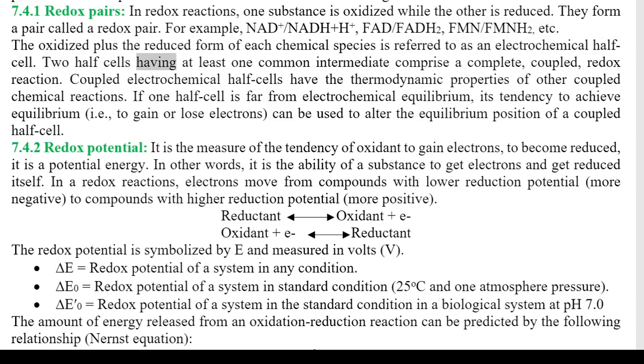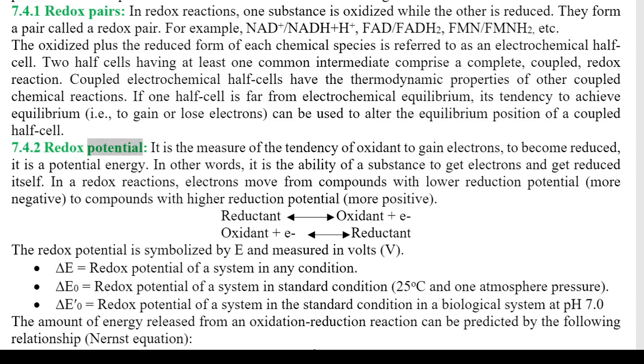Two half cells having at least one common intermediate comprise a complete, coupled, redox reaction. Coupled electrochemical half cells have the thermodynamic properties of other coupled chemical reactions. If one half cell is far from electrochemical equilibrium, its tendency to achieve equilibrium, i.e., to gain or lose electrons, can be used to alter the equilibrium position of a coupled half cell.